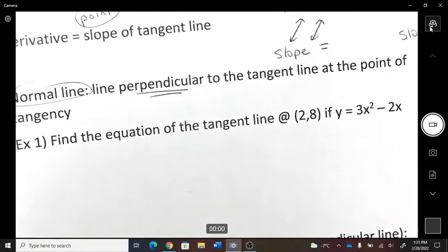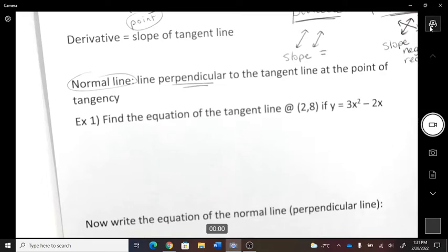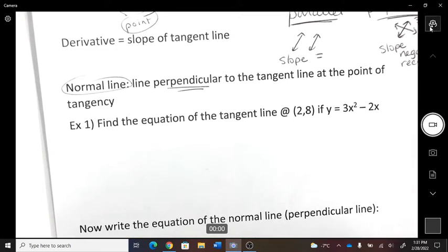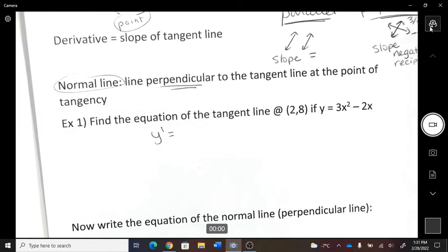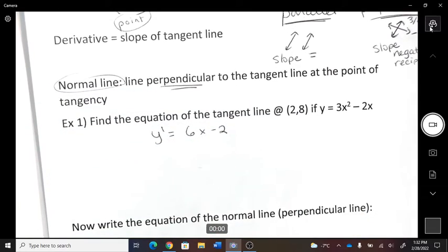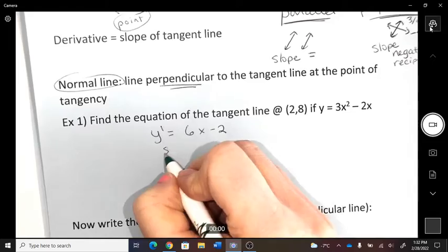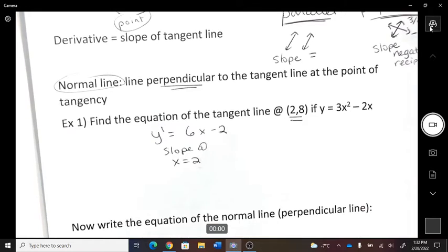Okay, number 1. Find the equation of the tangent line at the point (2, 8). Okay, so what I'm first going to do is derive, because derivatives give me slopes. So we get 6x minus 2, is that your equation? So what is the slope at x equals 2? Because I was given the point. So what is going to be the slope right there?